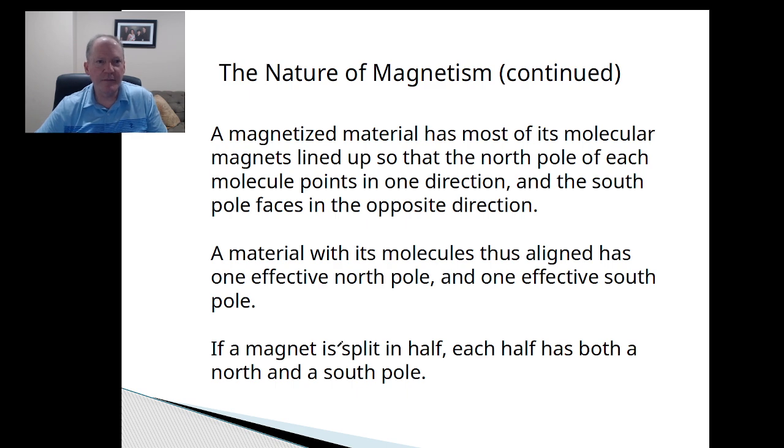So if you keep breaking a magnet in half, you just basically create smaller magnets. It's not like the north pole stays on the top half and the south pole stays on the bottom half. It changes. It develops automatically.